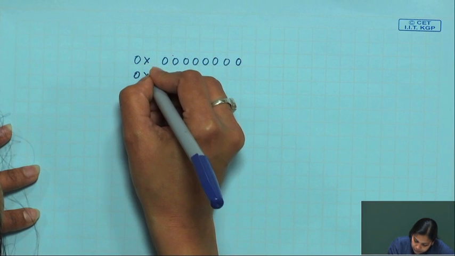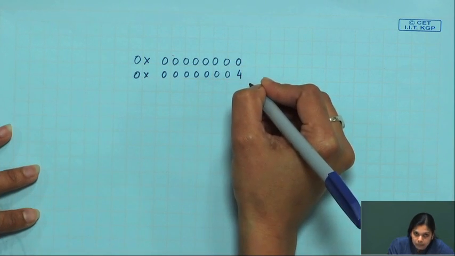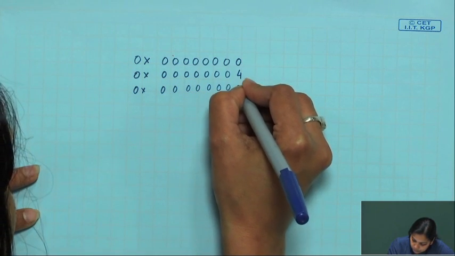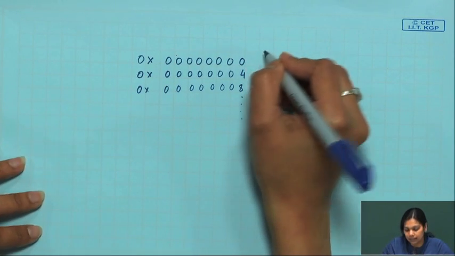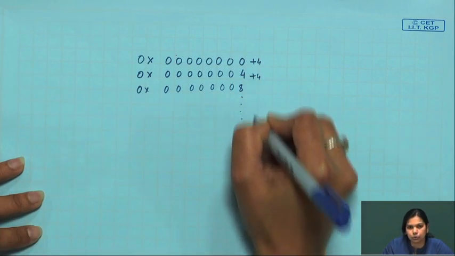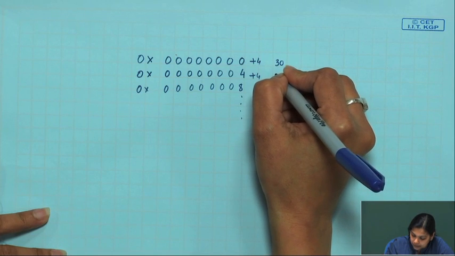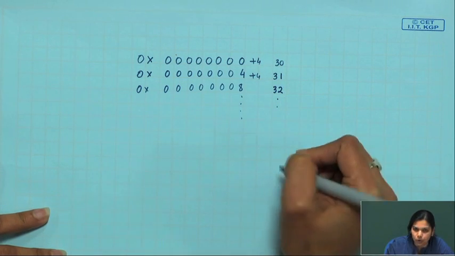Your next address will be, and so on. This is how it will go on. So, it is increasing in +4 and so on. So, a word is 32-bit. If your first word is stored in this location, let us say you have stored some word at 30 in this particular location, then the next word will be stored in the next location, that is 31 will be stored here, 32 will be stored here, and so on.